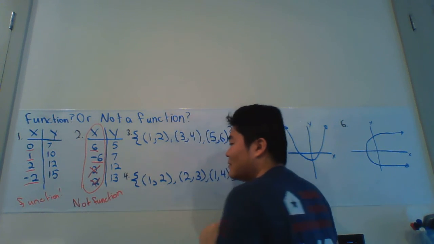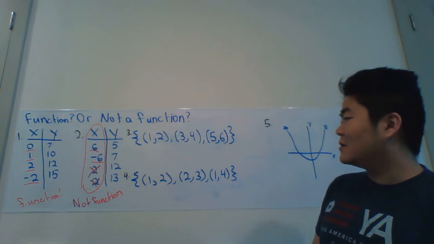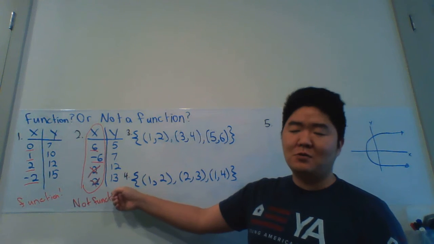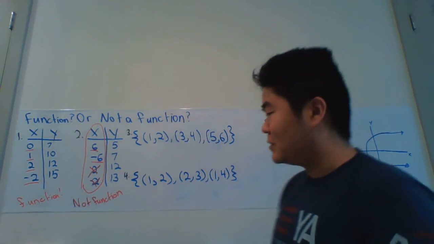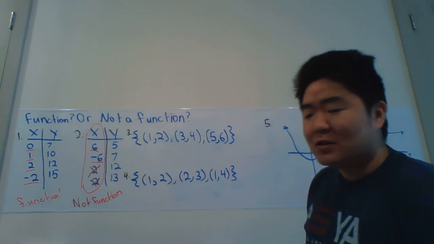As soon as you see a repetition of a number in the x column, it cannot be a function. If it's repeated in the y column, that is absolutely fine. It will stay a function. All right? So that is tables in a nutshell.